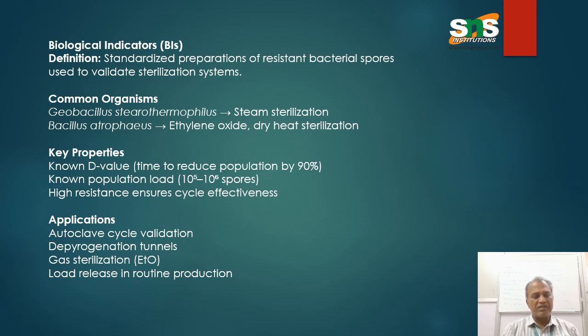So what are the applications? These biological indicators are applied in autoclave cycle validation and depyrogenation tunnels, especially in hot air sterilization and gas sterilization evaluation. Next, batch load release in pharmaceutical production. Each and every category, whether continuous or batch production, has to be completely evaluated and documented. For that purpose, these types of biological indicators are extensively used in the pharmaceutical industries.